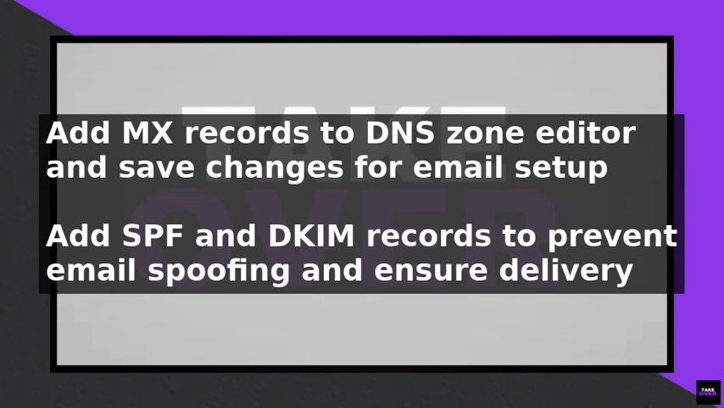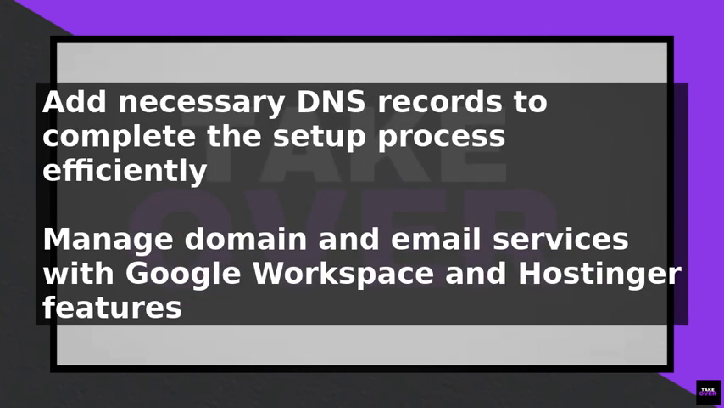It is essential to note that you should also set up SPF and DKIM records to prevent email spoofing and ensure email delivery. You can find the necessary SPF and DKIM records in the Google Workspace Admin Console. Add these records to your DNS Zone Editor in Hostinger to complete the setup process.